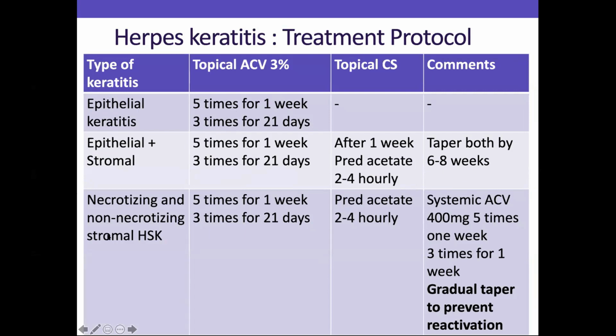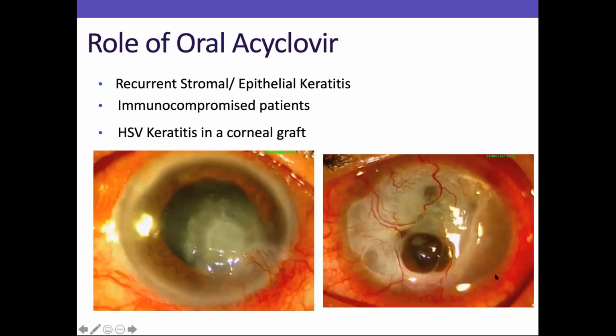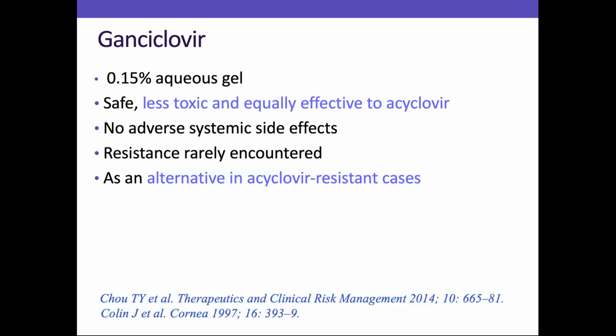However, if it is necrotizing and non-necrotizing, then to the therapy that you started, you will also add systemic acyclovir 400 milligram 5 times a day for 1 week and then 3 times for 1 week. Then oral acyclovir, like I said, has to be started even when you're doing grafts, so you prevent recurrences.